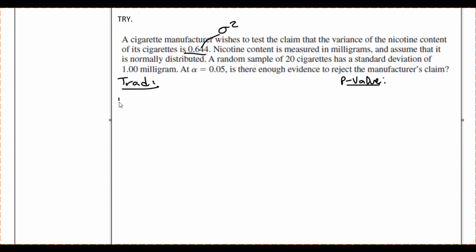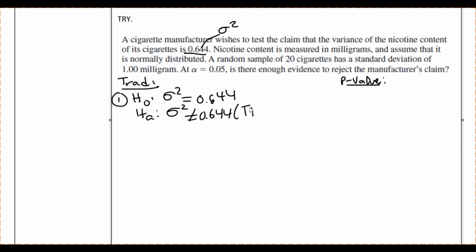So the first step in the process is our hypothesis. They said that the sigma squared is equal to 0.644, and equality belongs in the null hypothesis. And it says, is there enough evidence to reject the claim? So it doesn't say whether it's greater than or less than. So we will just say it's not equal to 0.644. This means that this is a two-tailed test. And here we're looking at the claim of 0.644. So now we got step one.